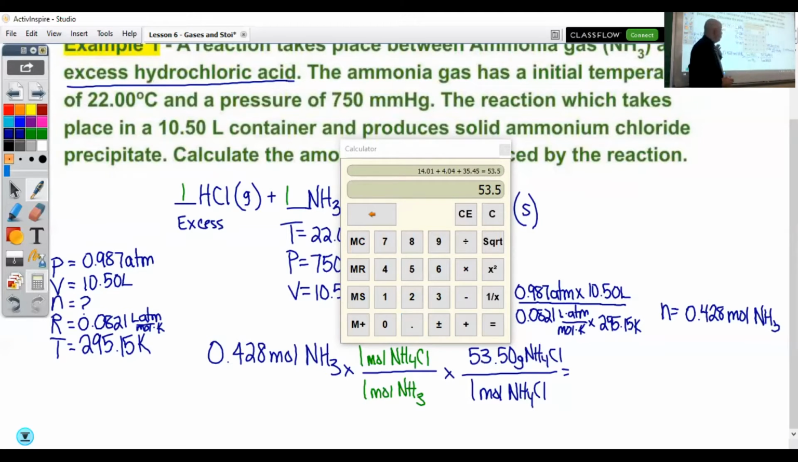So now I'm ready to multiply across. So I have 0.428 times 53.50. So I wind up with a final answer of 22.9. Remember, I'm limited to 3 significant figures. So 22.9 grams ammonium chloride.